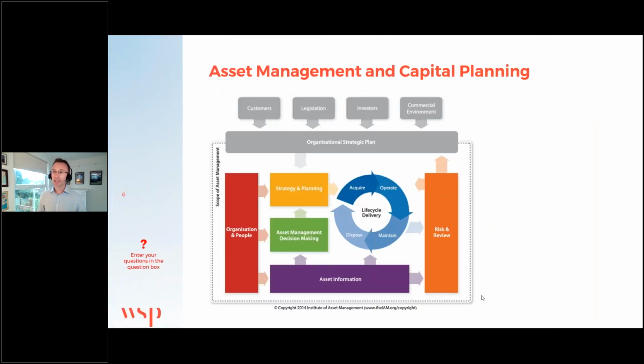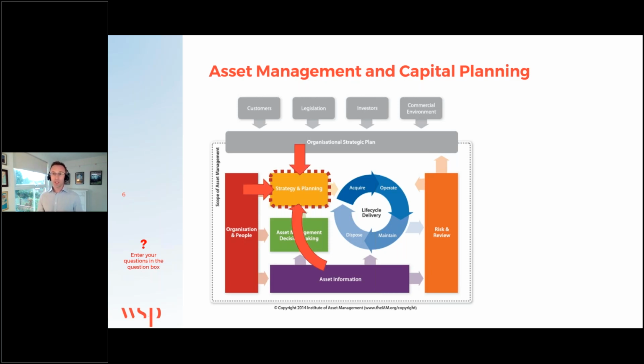So, asset management and capital planning. Some of you might be aware of this. This is the 6-box model from the Institute of Asset Management, and I want to use it to talk about the crossover here. In this model, we're talking about the strategy and planning department, those who take those inputs and try to apply them to the way they make decisions about the asset's life cycle.